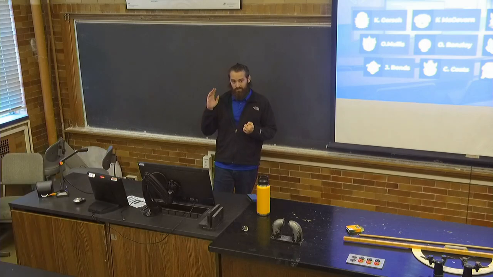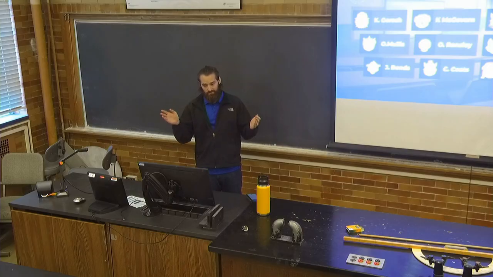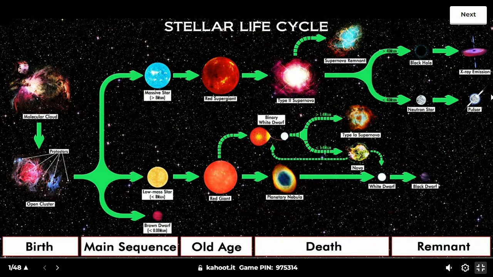Now that we've covered star formation, we're going to talk about how stars evolve throughout the course of their life cycles. So we'll start with low mass stars, and then we'll talk about high mass stars. Star formation is the first part of this diagram, and today we'll focus on the main sequence and then on the old age phases of the stars. Over the next couple of lectures we'll talk about what happens when a star dies and what remnants are left over after a star has died.